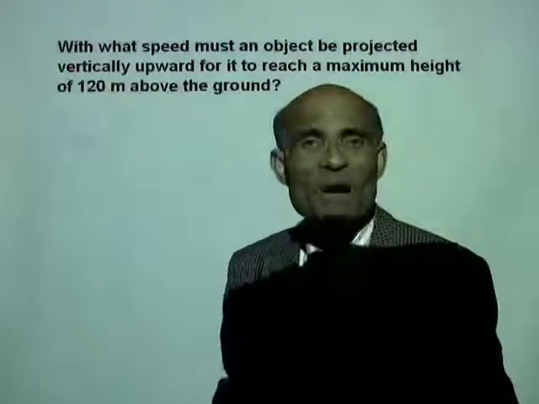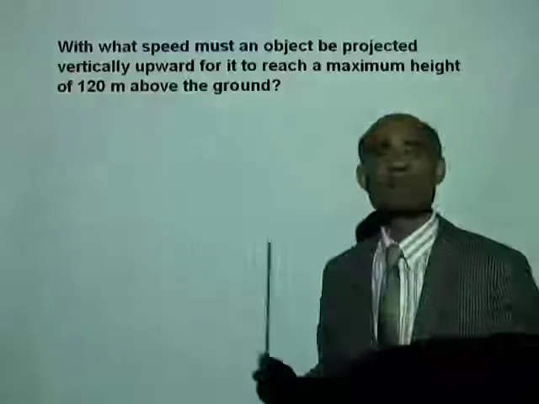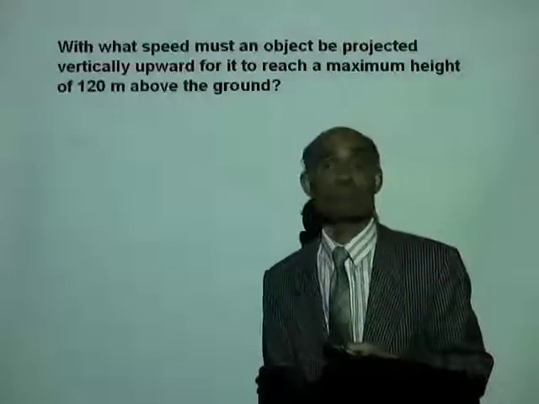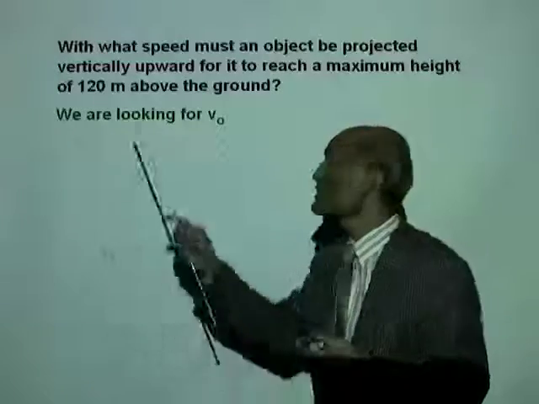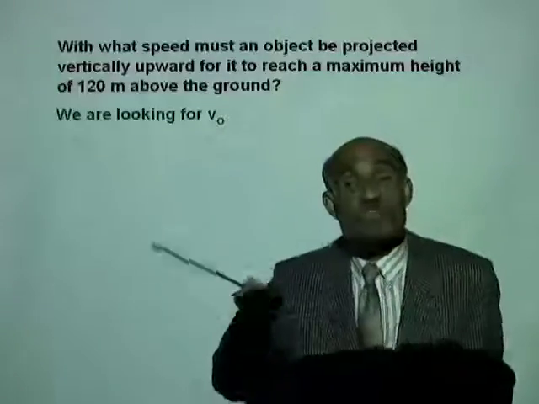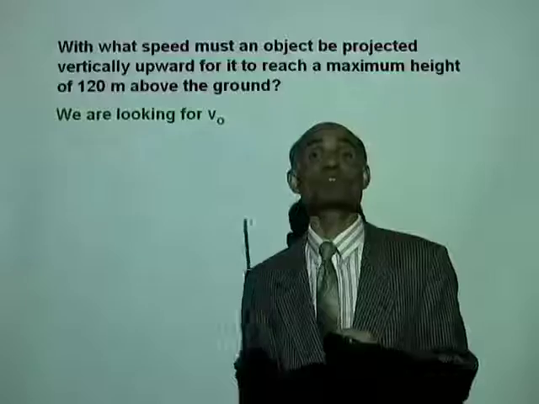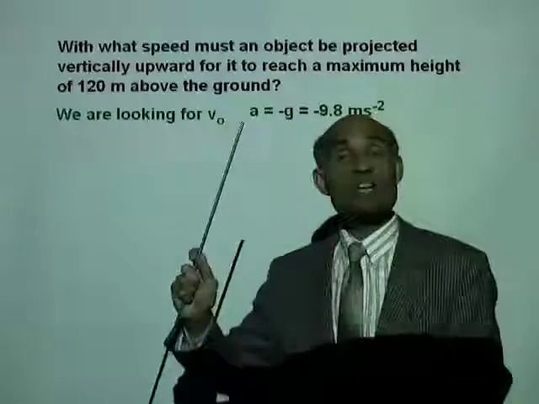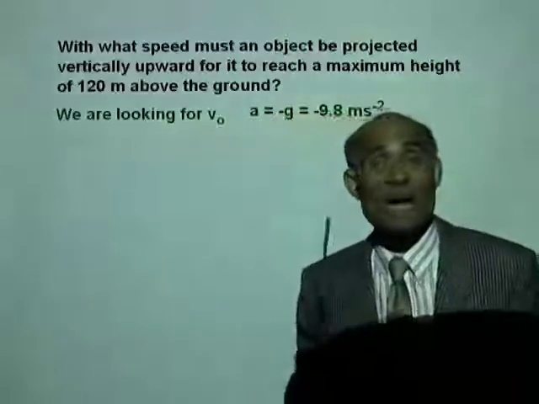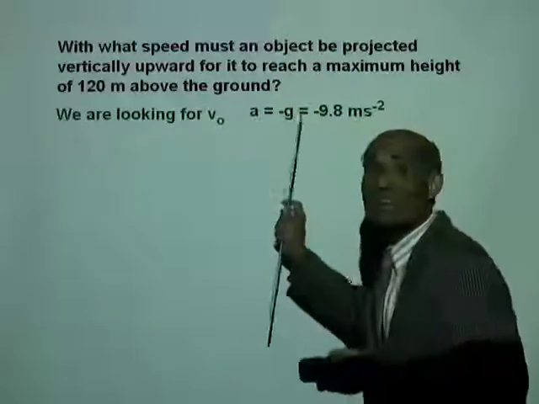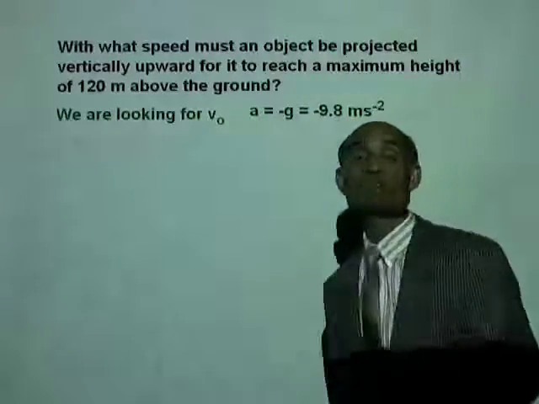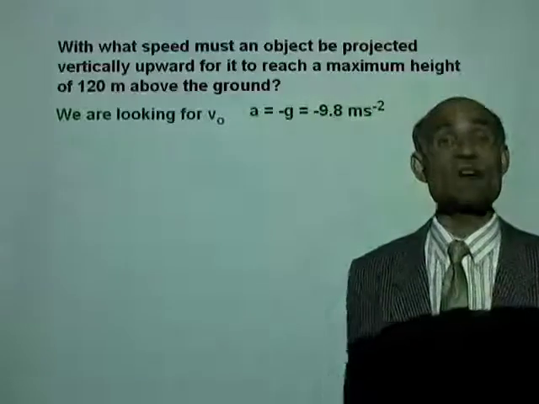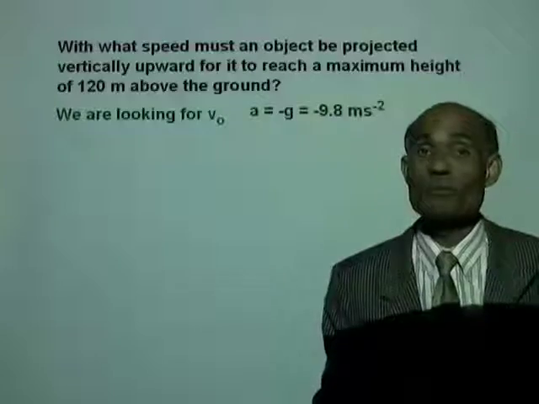I want you to think about this problem. Can you write down some of the known data here? What do we know? Well, we know we are looking for V0, the initial velocity of projection. What else do we know? Anything that is projected up has an acceleration of negative g. That is negative 9.8 meters per second squared.